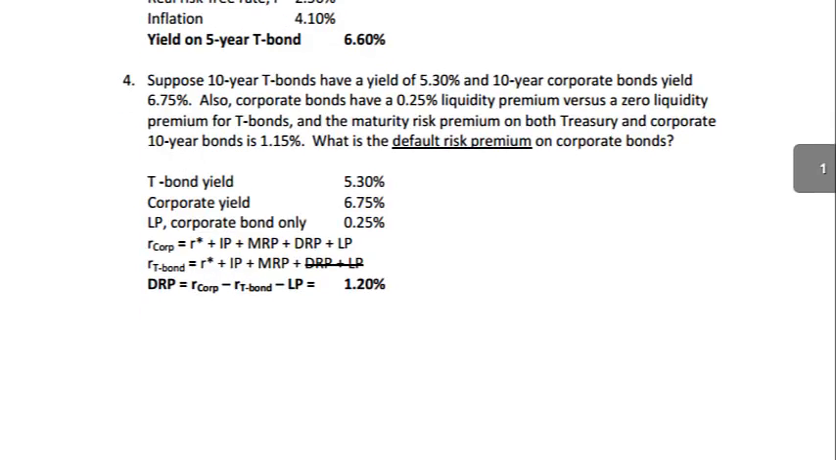Question 4 is a little bit more difficult, but still it's the same question we just did, except it's applied to two different bonds simultaneously. So in this case, we have a 10-year treasury bond with a yield of 5.3 and a 10-year corporate bond with a yield of 6.75. Let's quickly skip to the answer and look at the two equations, right? The corporate bond has all 5 risk premiums included: the risk-free rate, inflation premium, maturity risk premium, default risk premium, and liquidity premium. As you'll note, the treasury bond has only 3, right? Suggesting the default risk premium and the liquidity premium are equal to 0 for this bond.